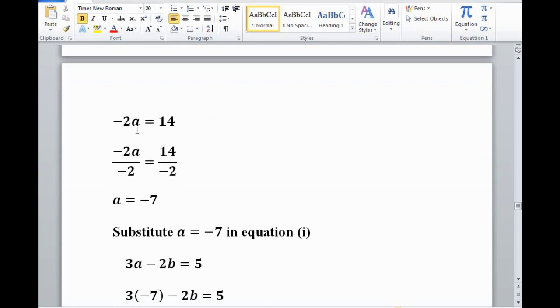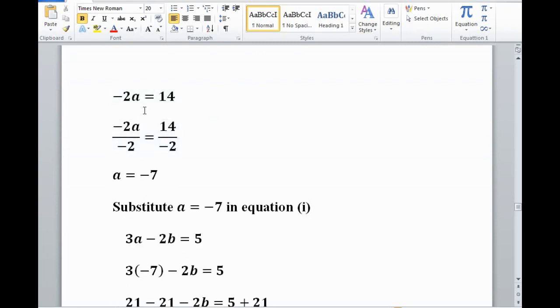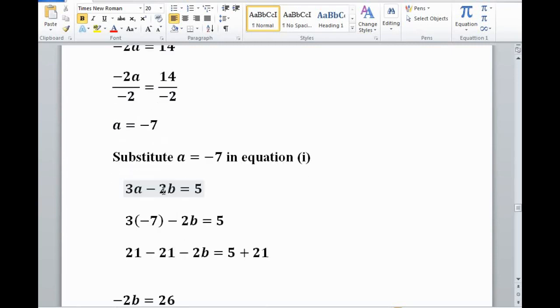Now, to get a alone, I will divide negative 2a on the left hand side by negative 2 and the right side 14 by negative 2. So these two negative 2 will cancel out each other, so we get a equals 2 times 1, 2, 2 times 7, 14. So we get a equals negative 7.